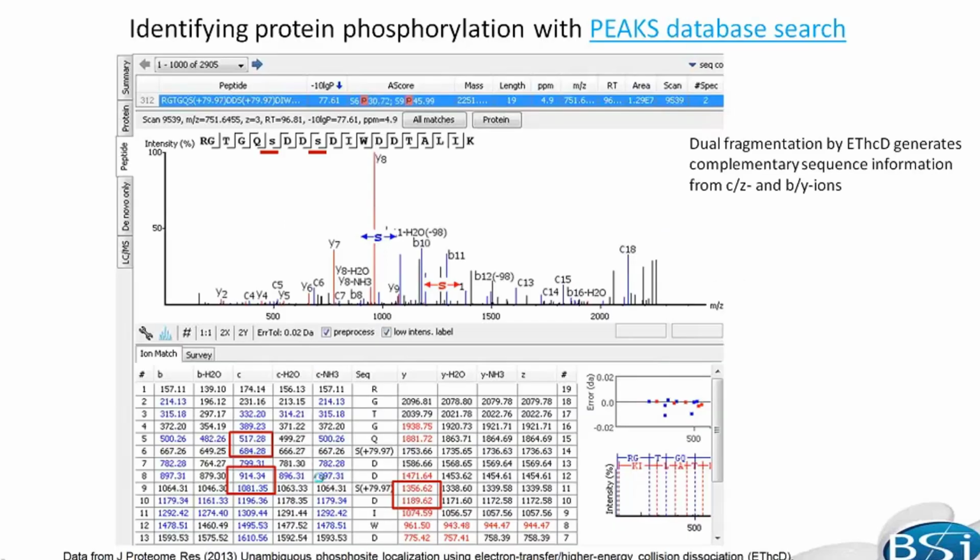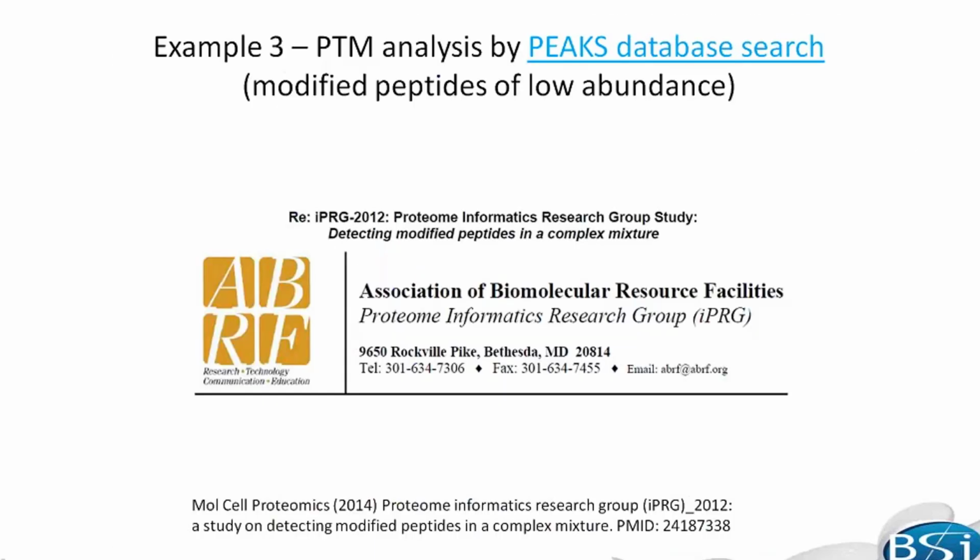And because we're working with ETHCD, you also have fragment ions from your C and Z as well as your B and Y, giving you extra support for those modification sites. All right, so that was just showing an identification using an enriched sample. Let's look at the more difficult case.